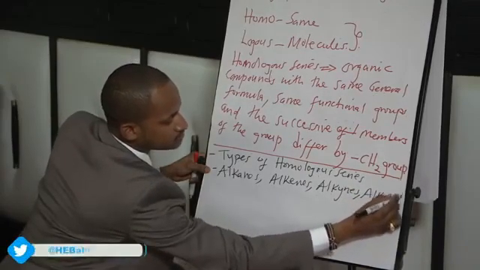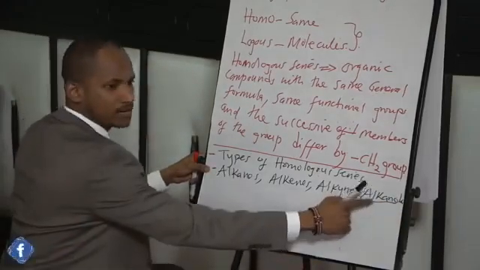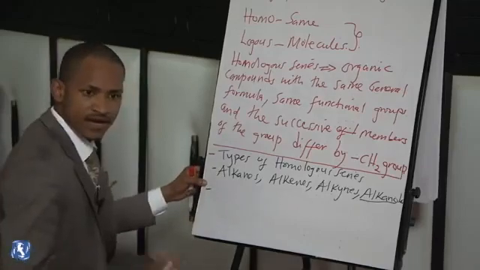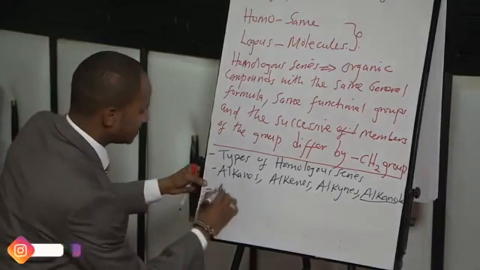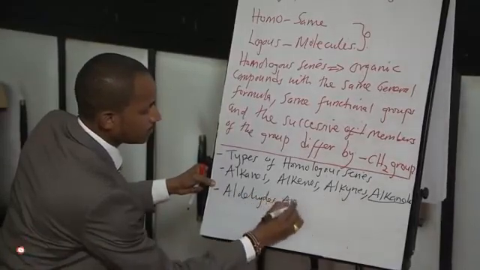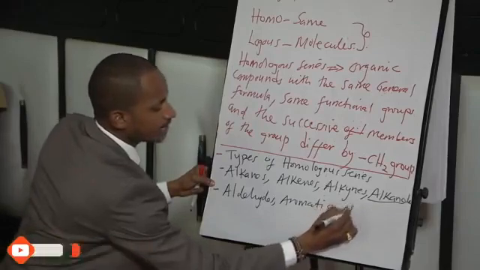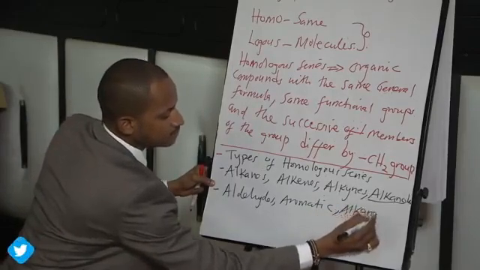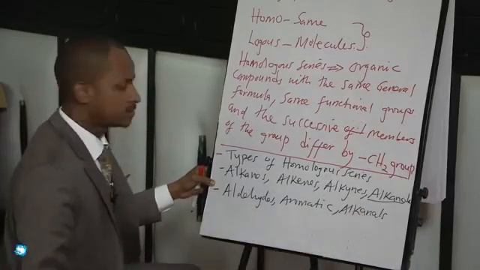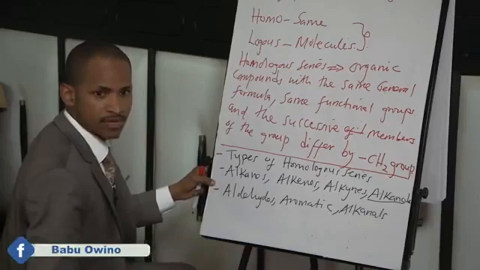Alkanols. From alkanols, alcohol, we can get alcohol from alkanols. Then we further have aldehydes, aromatic, alkanals. Aldehydes, aromatic, and alkanals are beyond your scope. You will study them later on at advanced level.